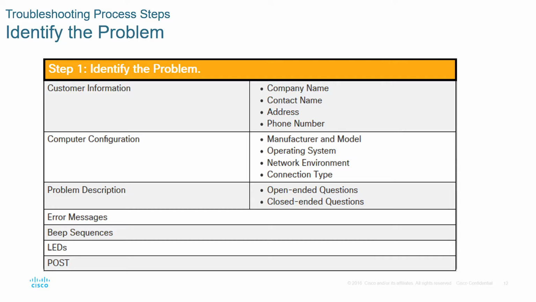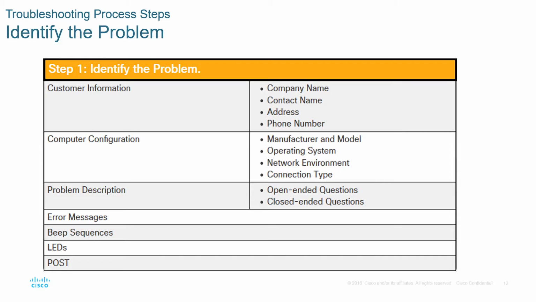Check the computer configuration. Make sure you understand the manufacturer and model of the computer that you're dealing with. If it's not a computer, it also applies. If you're troubleshooting a printer, make sure you know the manufacturer, the model, and so on. Make sure you understand what the operating system is, the network environment, and the connection type that is being used, and make sure you have a description of the problem. Talk to the person that reported the issue, and make sure you understand everything that the person is complaining about regarding a certain computer or a certain issue.